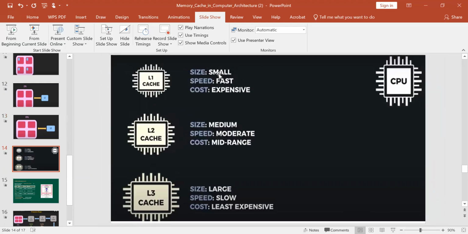The level one caches are small and fast, making them expensive. Level two caches are medium sized, their speed is moderate compared to the level one cache, and their cost is mid-range, not too expensive and not too cheap. Level three caches are large and relatively slow compared to level one and level two, but they are faster than the RAM, and they are the least expensive of the three that we have.